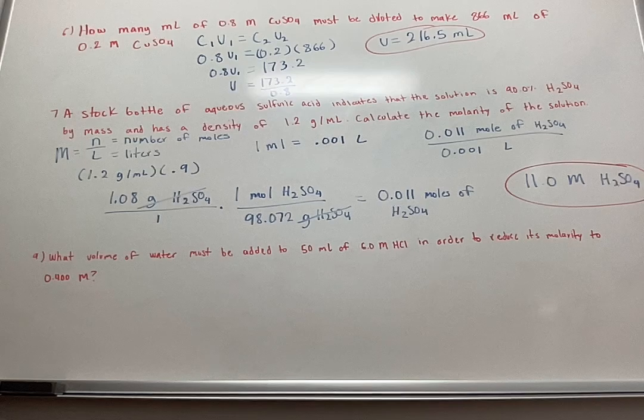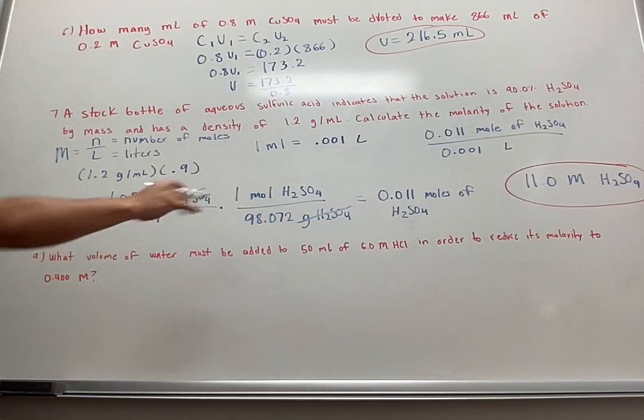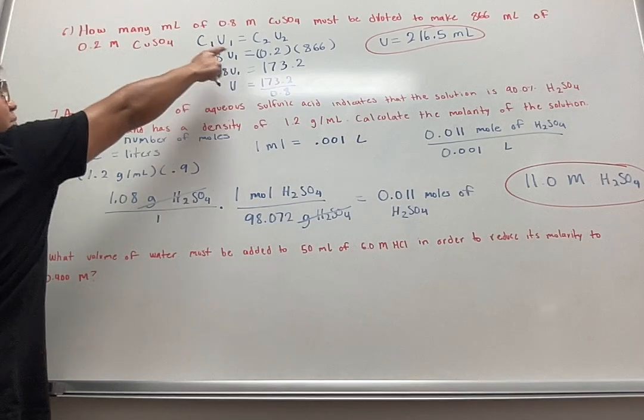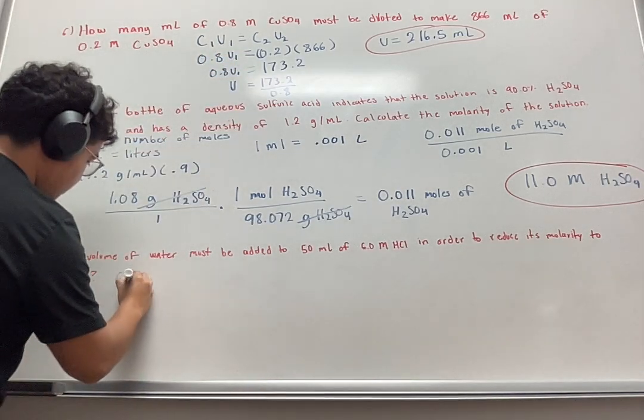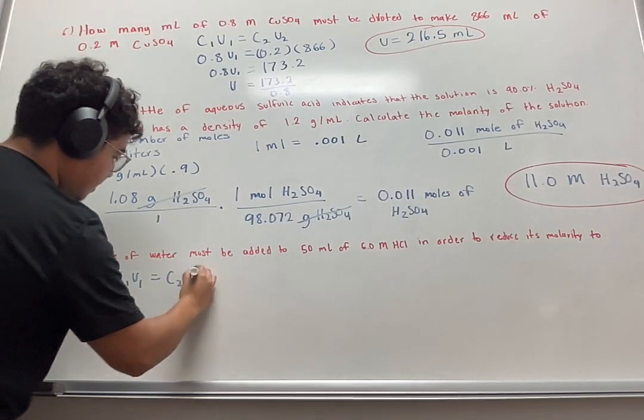Finally, number 9. What volume of water must be added to 50 milliliters of 6 molarity HCl in order to reduce its molarity to 0.4 M? Okay, for this one we use C1V1 equals C2V2.